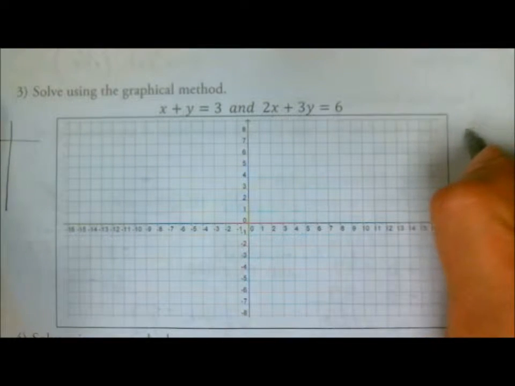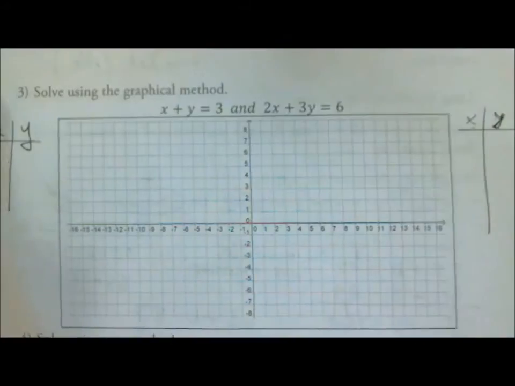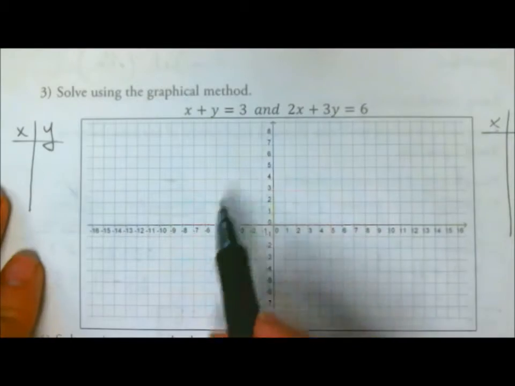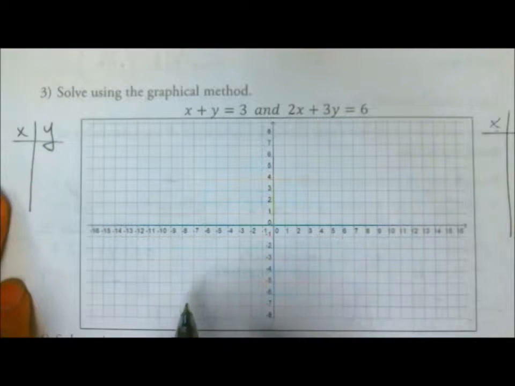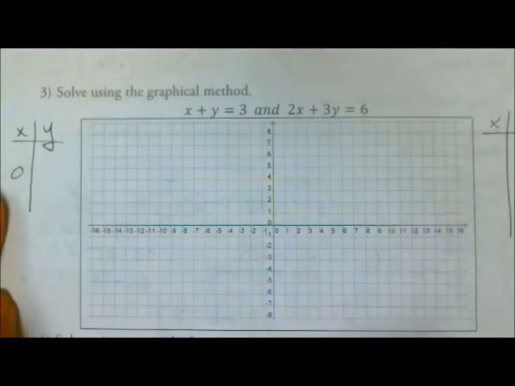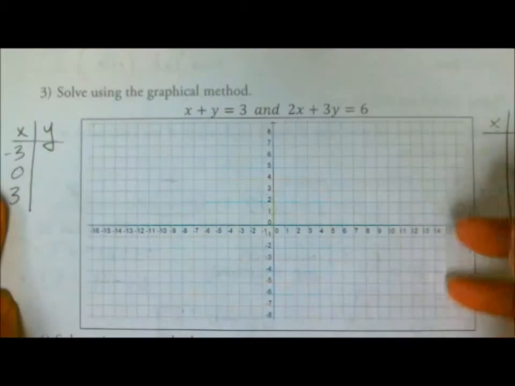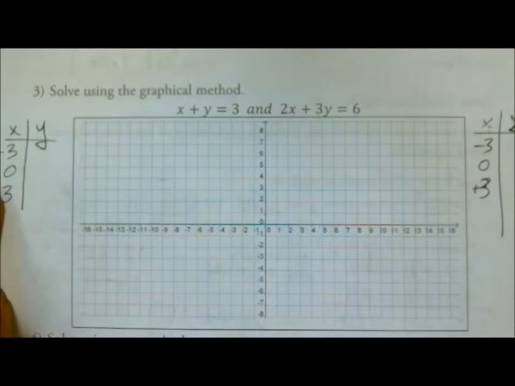First thing I do is I lay out a couple of t-charts. One t-chart for this equation and one t-chart for this equation. We're going to use these t-charts to figure out where the points lay on that graph. I'm going to use, I don't know, 0 is a good one. It looks like 3 might be a good one, and -3 might be a good one. So I'm just going to use those 3 points to graph my equations.